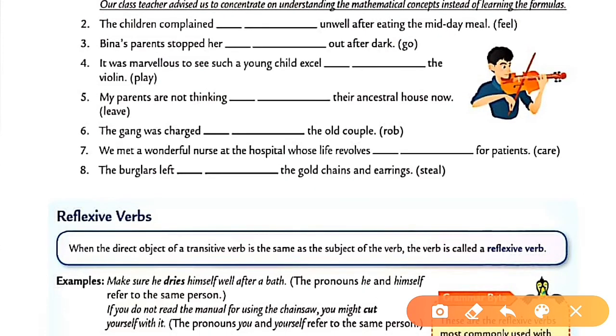Next, number seven, we met a wonderful nurse at the hospital whose life revolves around caring for their patient. So whose life revolves around, we have to use the preposition around because the nurse is just nearby the patient, right? Around caring for their patient, caring.